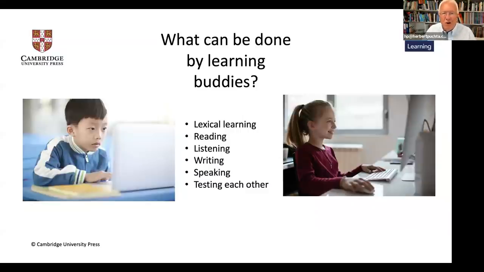Well, they can learn, I'll give you an example in a minute. They can learn new words together. They can do most of the skills work between them. Of course, this depends, for example, if you want them to listen to an audio, you need to be able to share the audio in some way. If that is not possible, then of course, this part of the skills work can't be done by them. They can do some of the speaking among themselves, and very importantly, they can test each other. I mean, self-testing, I keep talking about that, is extremely important, as we know.